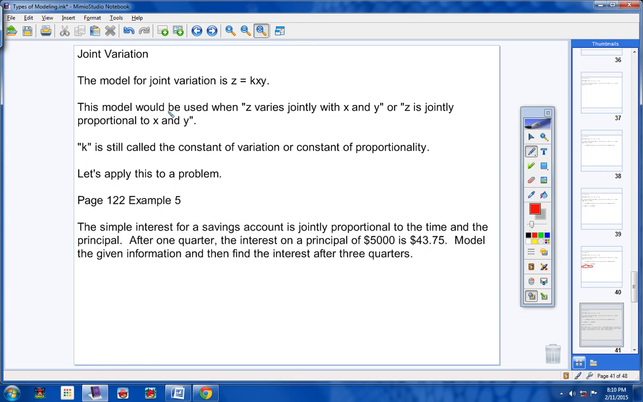The simple interest for a savings account is jointly proportional to the time and the principal. After 1/4, let's stop right there. So the interest is jointly proportional to time and principal. Let's copy this down and see if we can get a little bit of help with this.